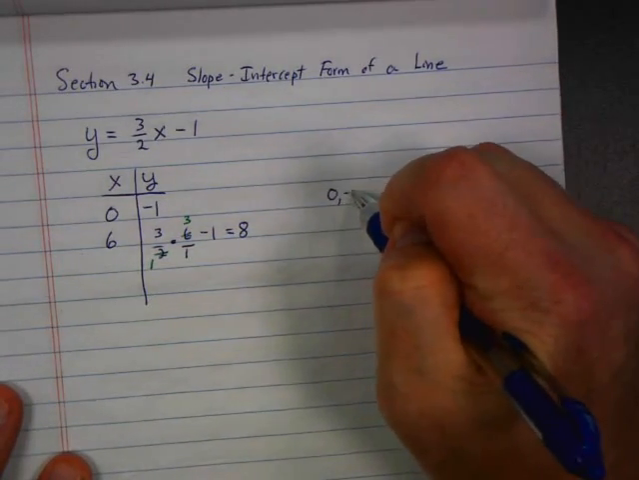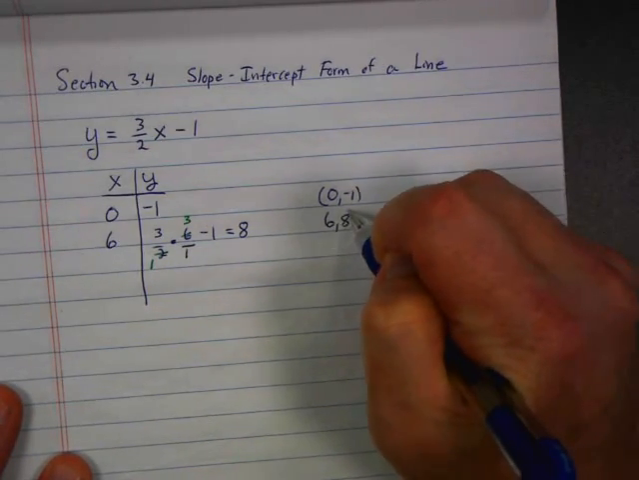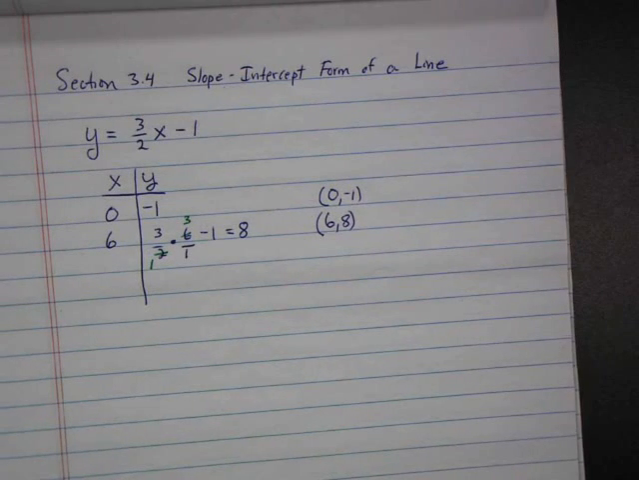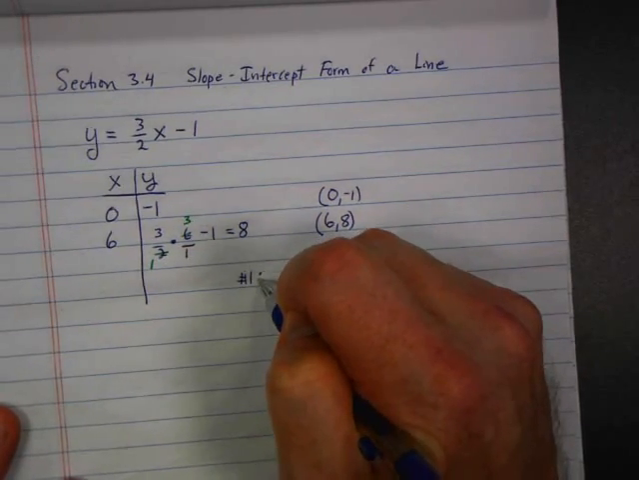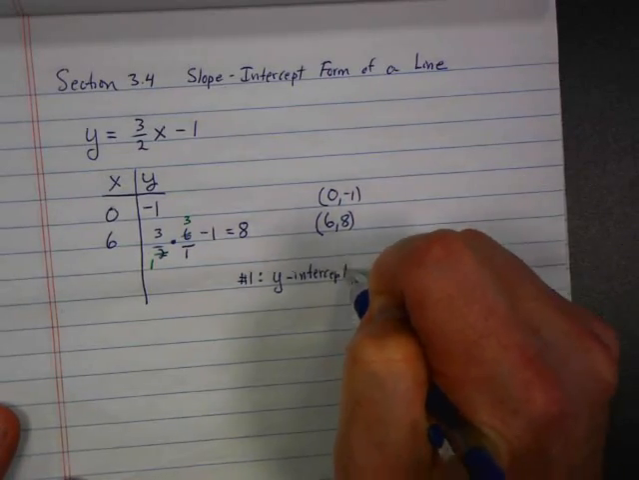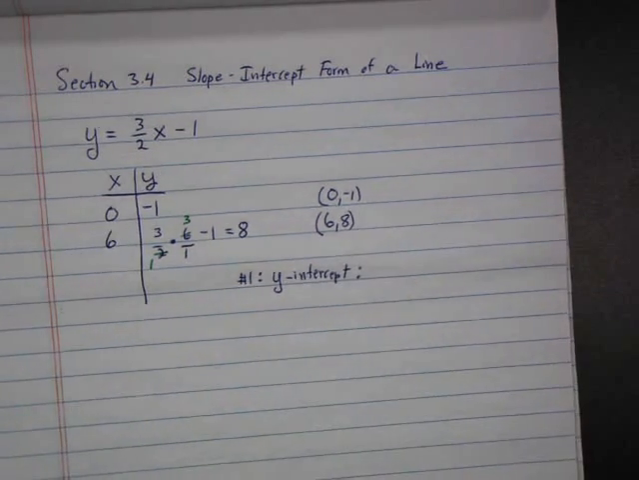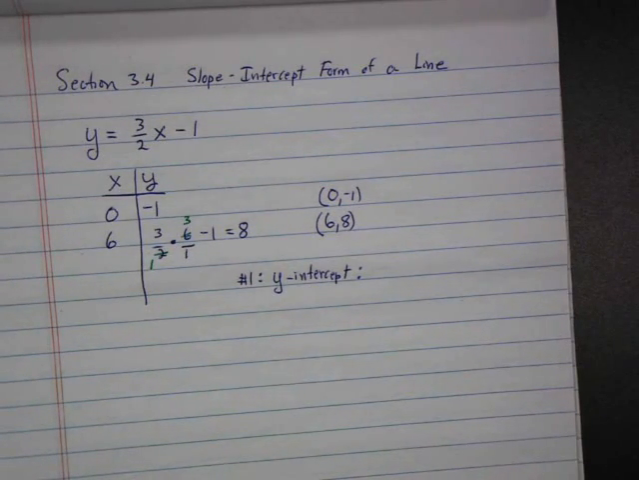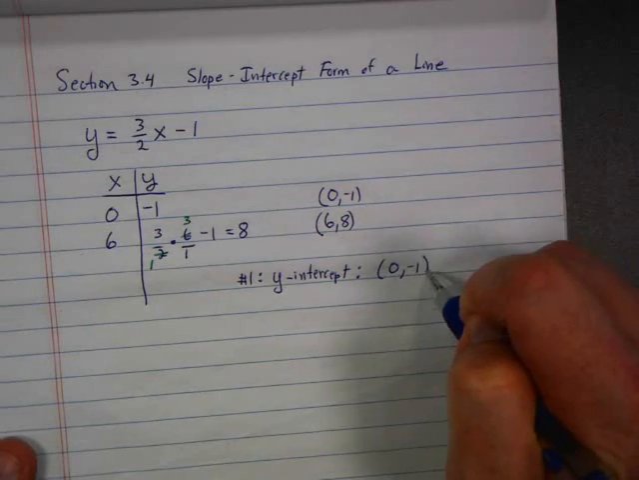We have 0, comma, negative 1, and we have 6, comma, 8. I want to know 2 things. Number 1, for my equation y equals 3 halves x minus 1, what's the y-intercept? Negative 1. I would prefer that you write it as 0, comma, negative 1.